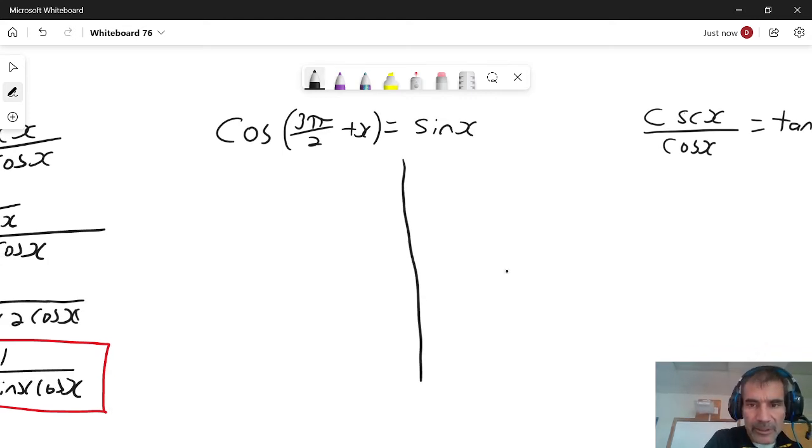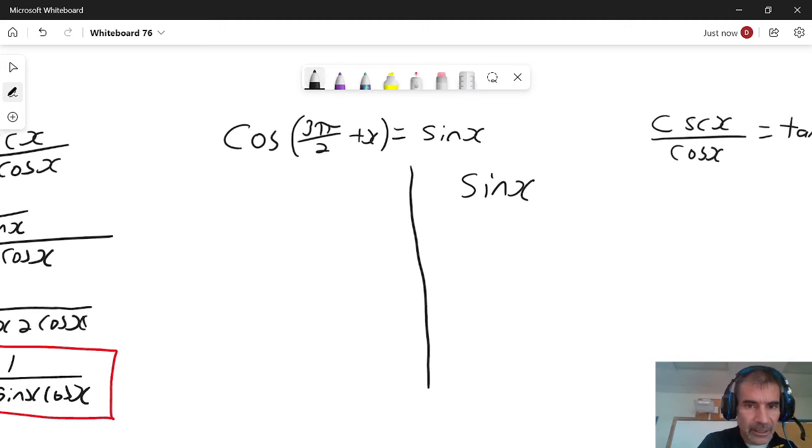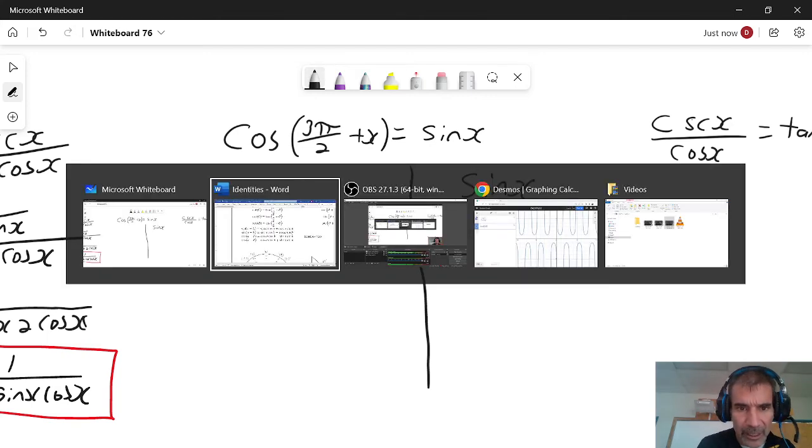So I'm going to split the two sides. On the right, I'm just going to leave that as the sine of x. On the left, I'll see if I can manipulate this until it becomes the sine of x. So the cosine of x plus 3 pi over 2. So I have the cosine of the sum of two angles.